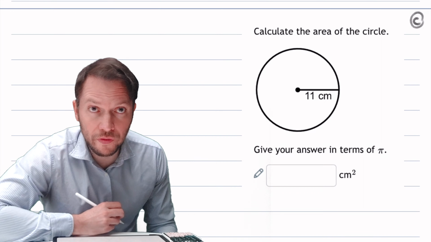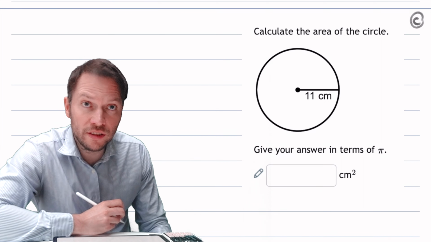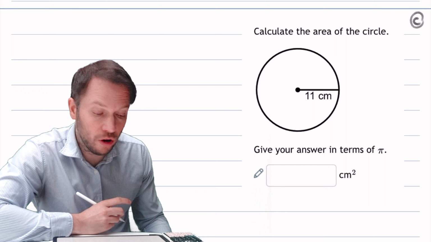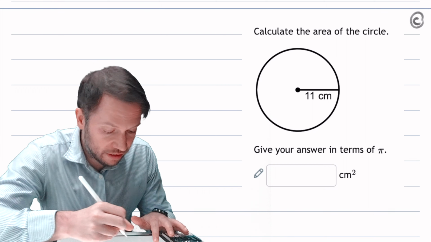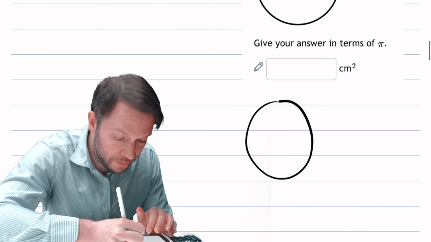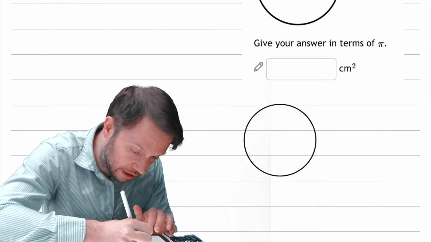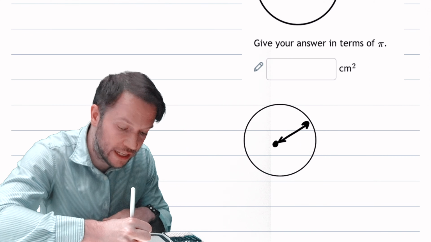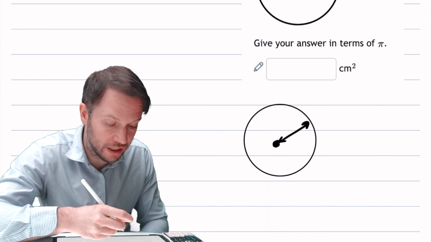Hi, in this video we're going to find the area of a circle, but we're going to give our answer as a multiple of pi. Now let's remind ourselves how we find the area of a circle. If we have the radius of a circle, remember the radius is a line from the centre of the circle to the edge of the circle, the circumference.